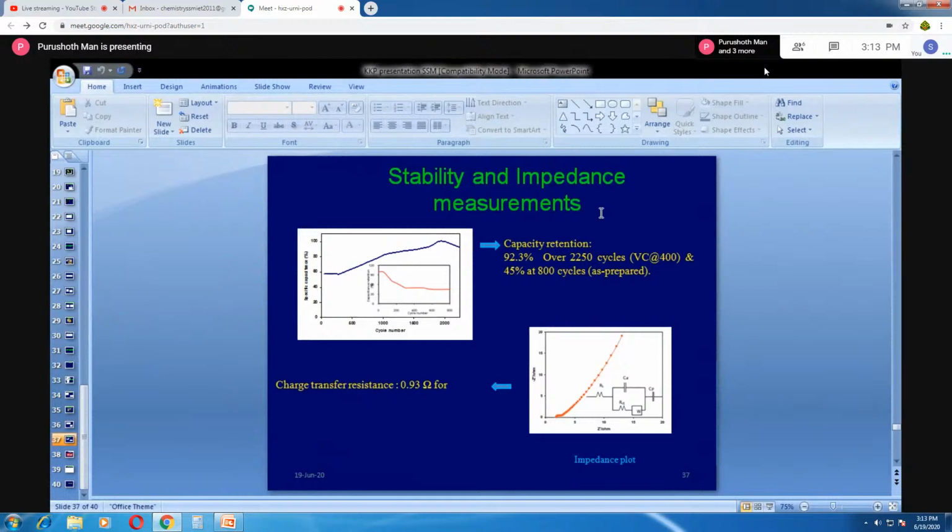Through this carbon, we have obtained a huge stability for this vanadium pentoxide based material. Whereas in the case of the bare material, that is without carbon, it has only 45% at 800 cycles. Just 45% at 800 cycles, a huge reduction in the cyclic stability. So the charge transfer resistance of this material is 0.93 ohm. This gives the charge transfer resistance. This is the solution resistance. This is the overlap impedance area.